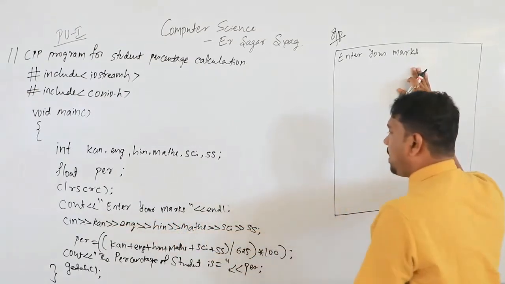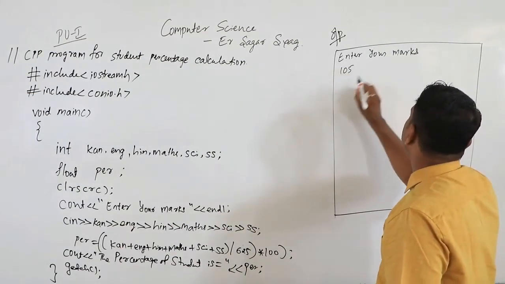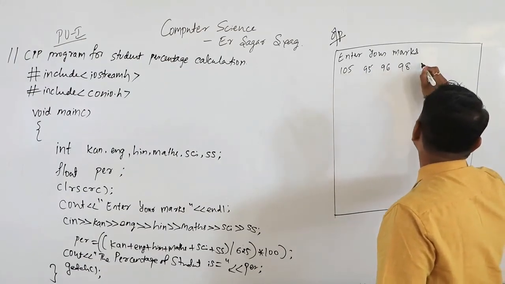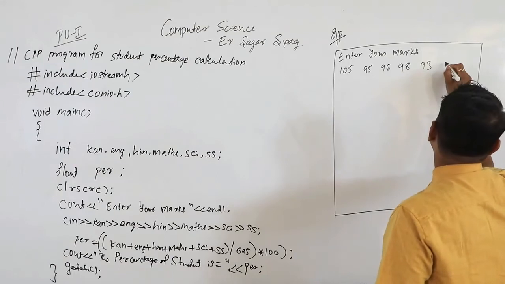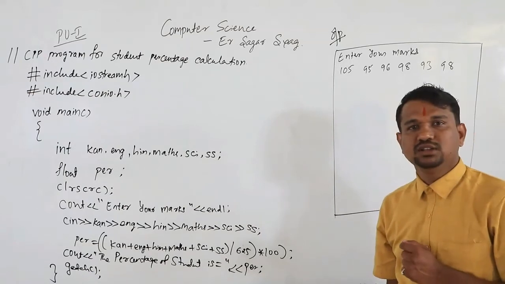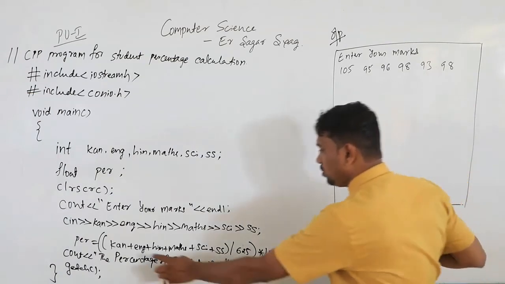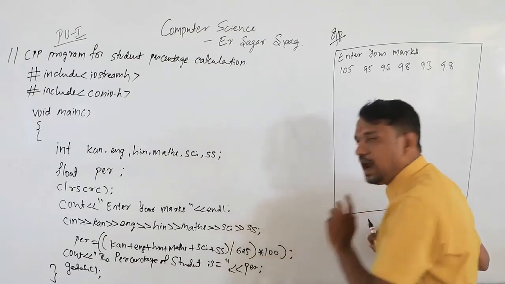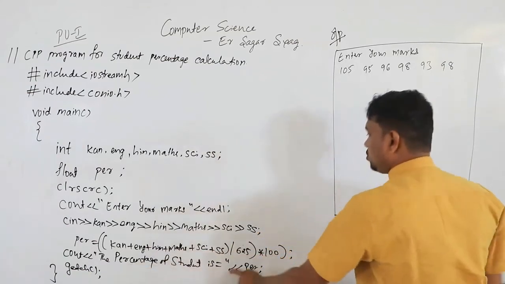Now take all the inputs. Okay, so Kannada 105, English 95, 96, 98, 93, and next 98. So altogether 6 subject marks I have taken: 1, 2, 3, 4, 5, 6. So all together they are added, divided by 625 and multiplied by 100. So this will perform.